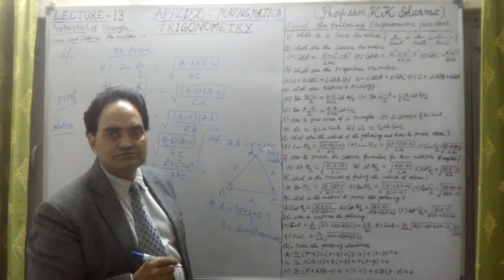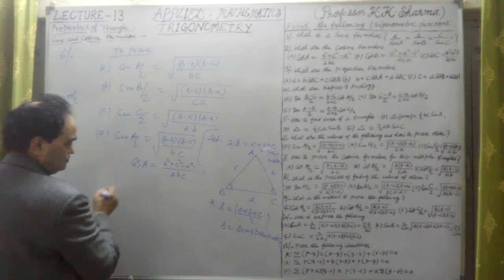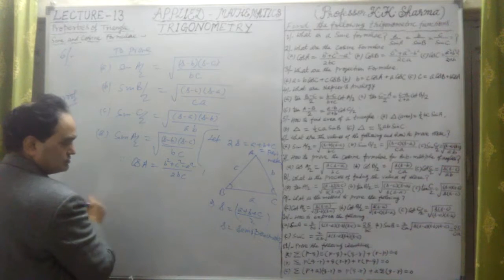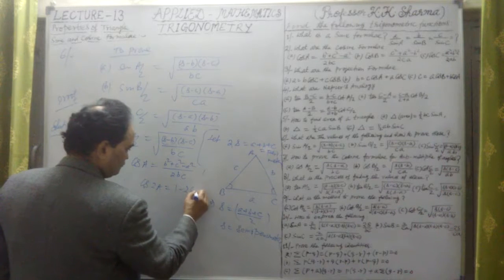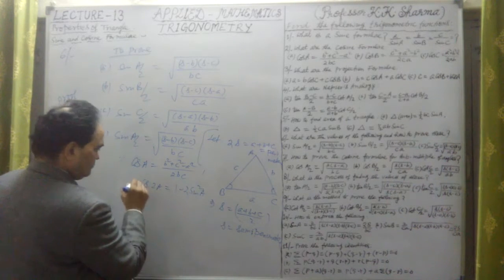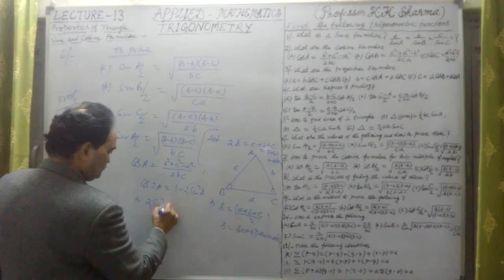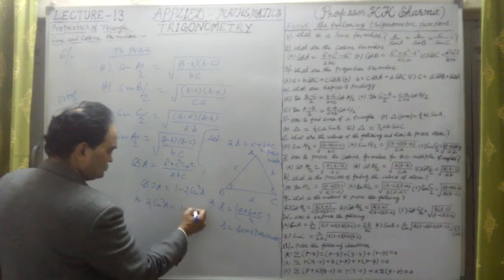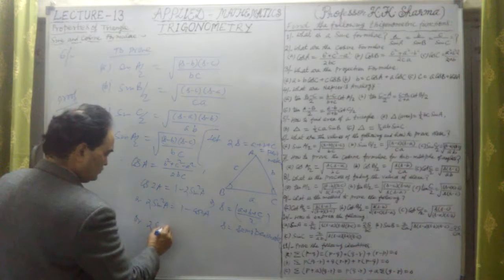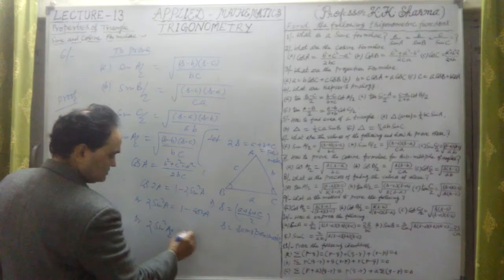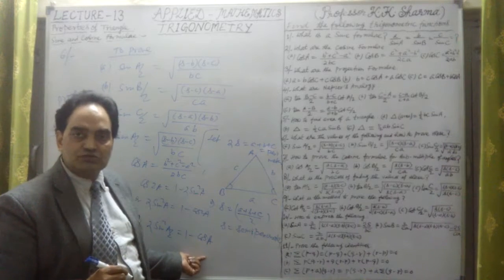We are using, so let us take, now we know what 2 sine square a by 2 is. Since cos 2a is equal to 1 minus 2 sine square a, this is the formula from trigonometric identity, or 2 sine square a is equal to 1 minus cos 2a, or 2 into sine square a by 2 is equal to 1 minus cos a. This is the formula which we have to use here.